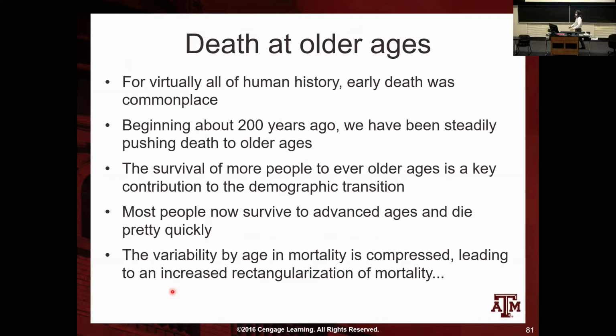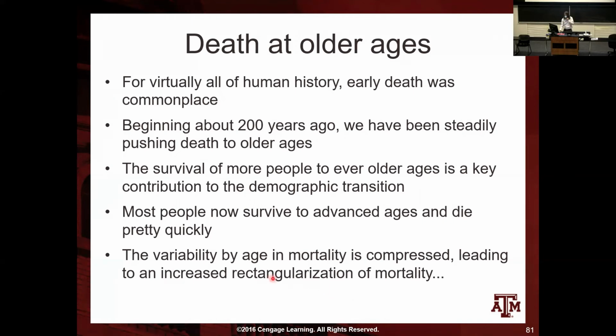From virtually all human history, early death was commonplace. Beginning about 200 years ago, we have been steadily pushing death to older ages, so people living longer. The survival of more people to even older ages is a key contribution to the demographic transition. Most people now survive to advanced ages and die pretty quickly. So all reach really older ages and then die really close to each other. The variability by age and mortality is compressed, leading to an increase in rectangularization of mortality. So people reach these older ages and die really close to each other.